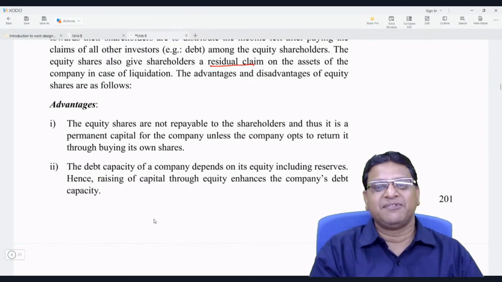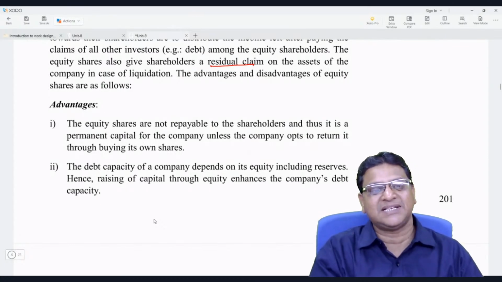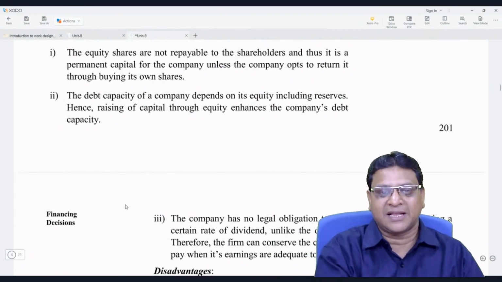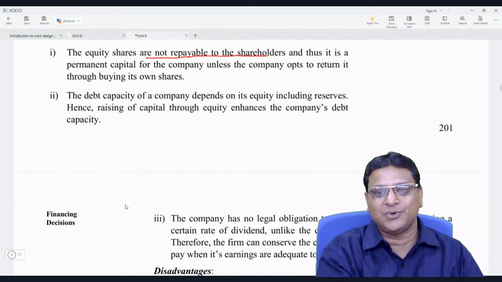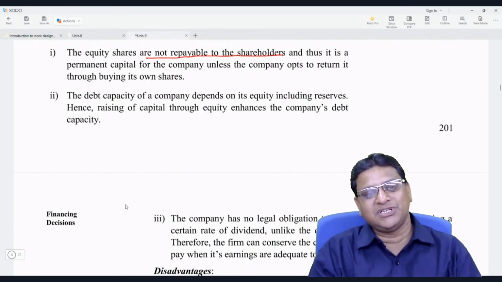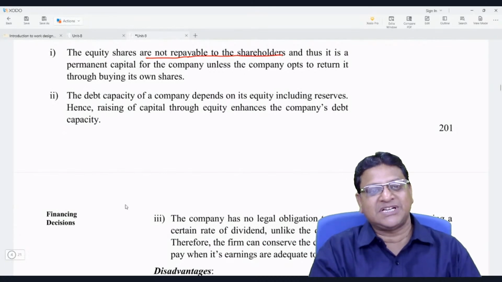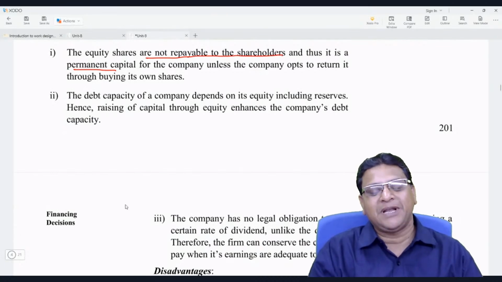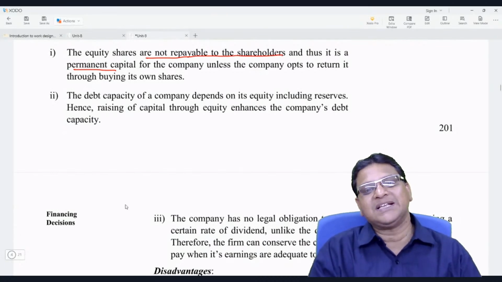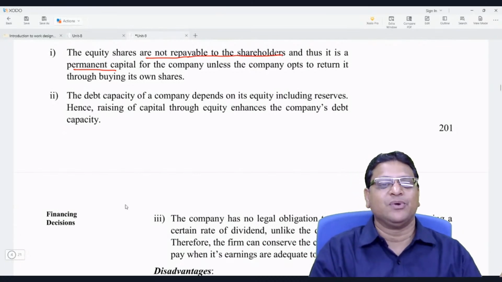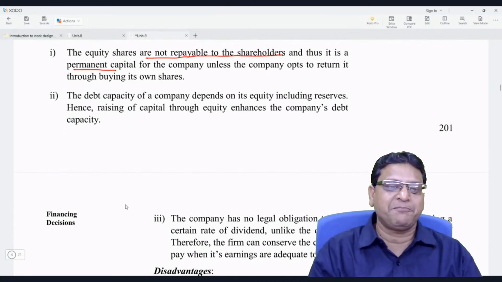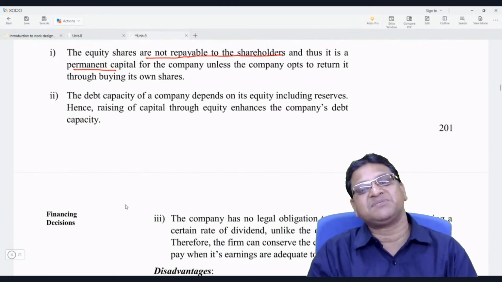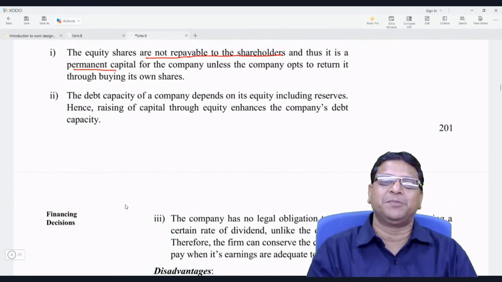Next, we will discuss different advantages of equity share capital. I have already told that equity shares are not repayable to shareholders. Once the fund is obtained from equity shareholders, it's a permanent capital. There is no compulsion to repay the capital to equity shareholders unless and until the company is liquidated. However, the buyback of shares option is available with the company, provided it satisfies certain conditions mentioned in the Companies Act 2013.